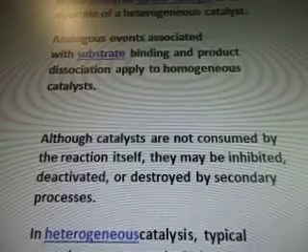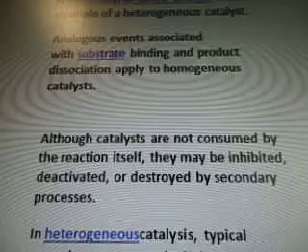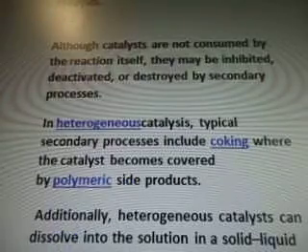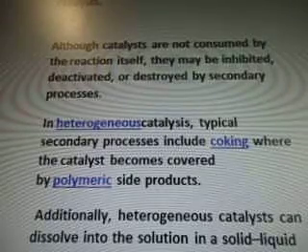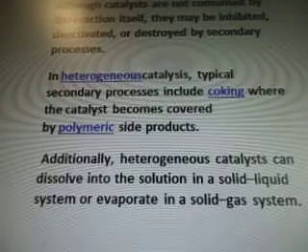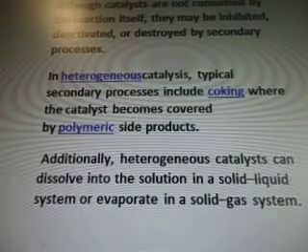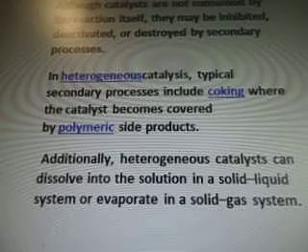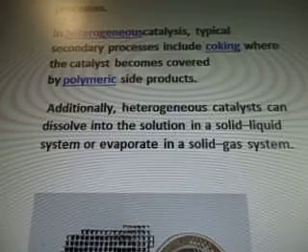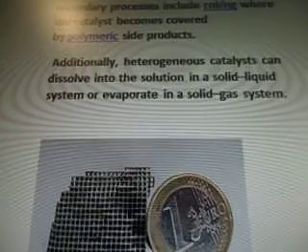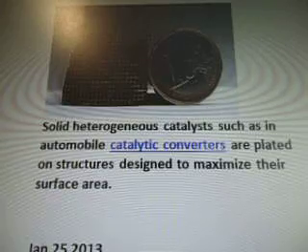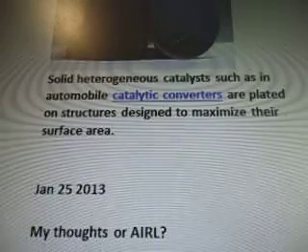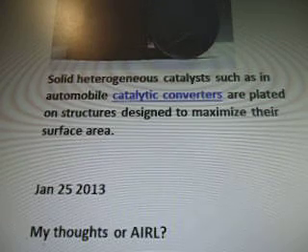Analogous events associated with substrate binding and product dissociation apply to homogeneous catalysts. Although catalysts are not consumed by the reaction itself, they may be inhibited, deactivated, or destroyed by secondary processes. In heterogeneous catalysts, typical secondary processes include coking, where the catalyst becomes covered by polymeric side products. Additionally, the heterogeneous catalyst can dissolve into the solution in a solid liquid system or evaporate in a solid gas system. And there's a picture of a solid heterogeneous catalyst, such as in automobile catalytic converters, plated on structures designed to maximize their surface area.